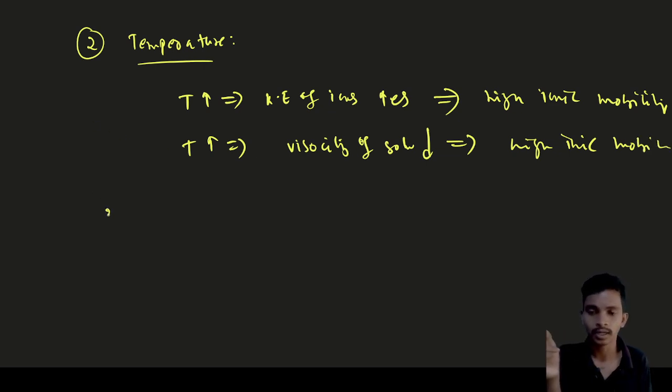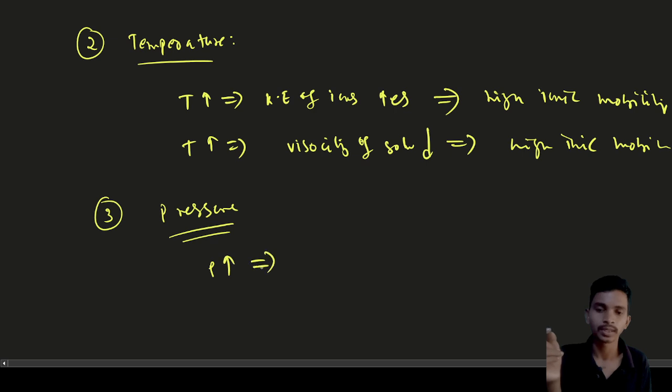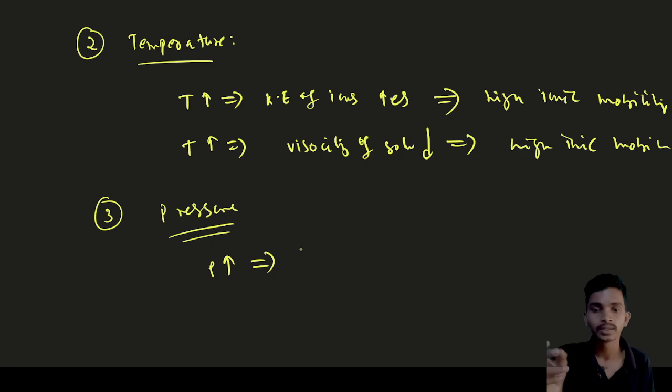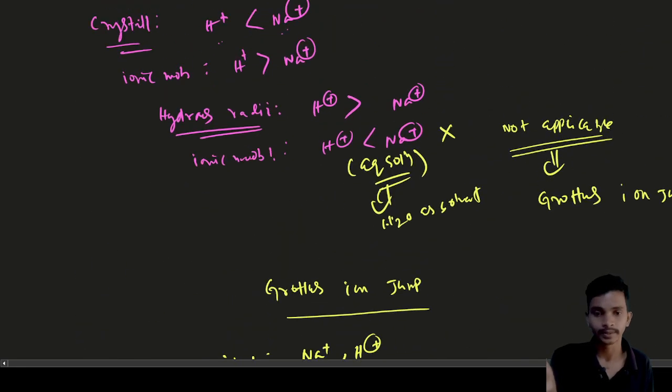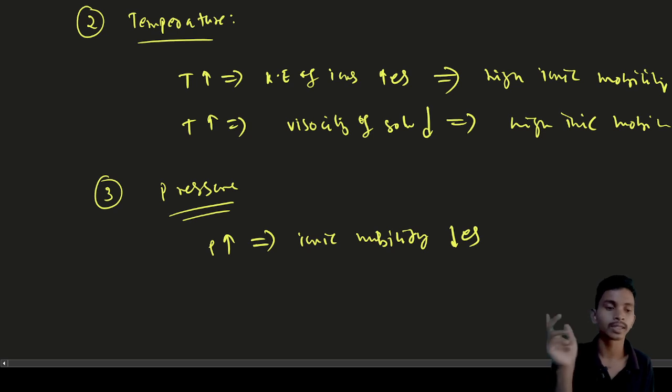Then the third factor is pressure. If you increase the pressure, then the ionic mobility will decrease. So these are the factors on which ionic mobility depends. The next topic we will discuss is transport numbers.